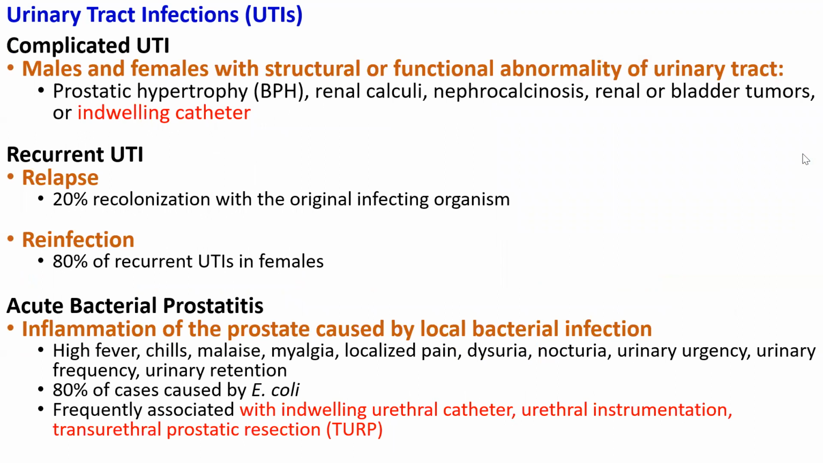Complicated UTI: males and females with structural or functional abnormality of the urinary tract, like BPH, benign prostate hypertrophy, renal calculi, kidney stones, and other kidney or renal problems, or even an indwelling catheter, Foley catheter, when it stays for longer periods of time, can result in complicated UTI.